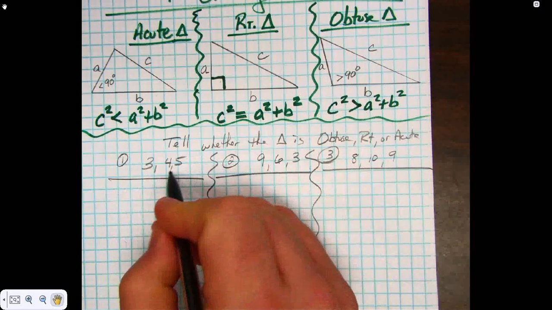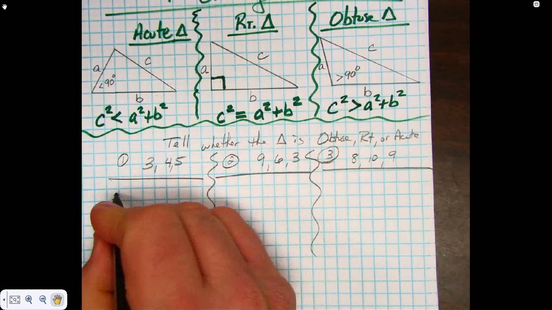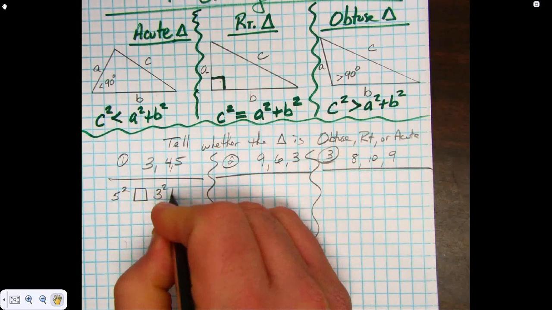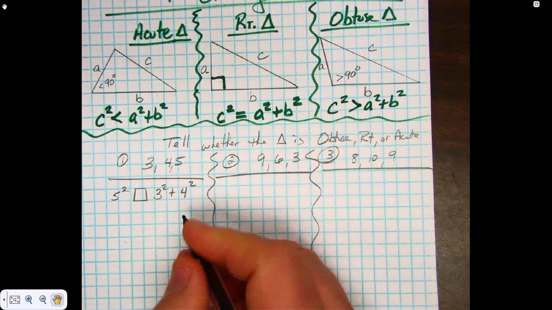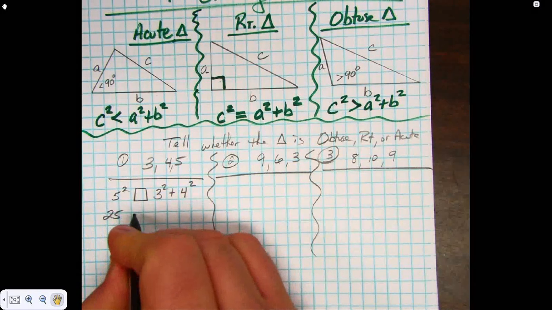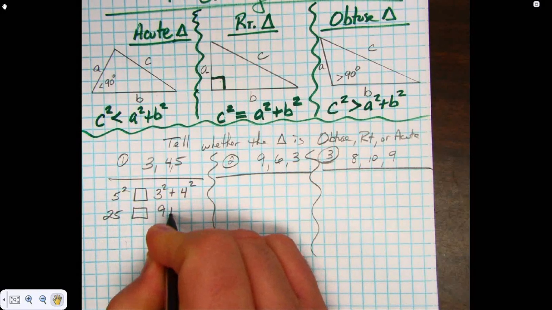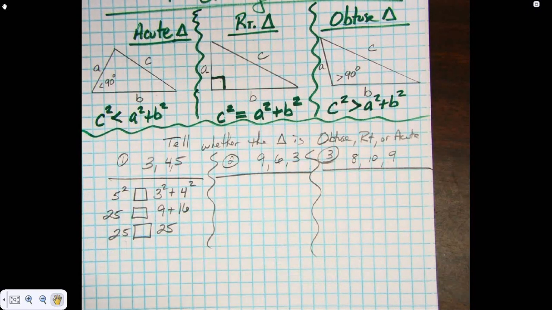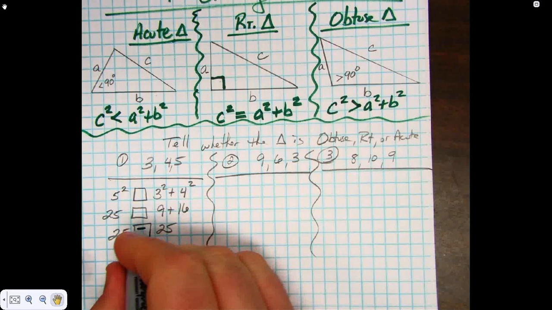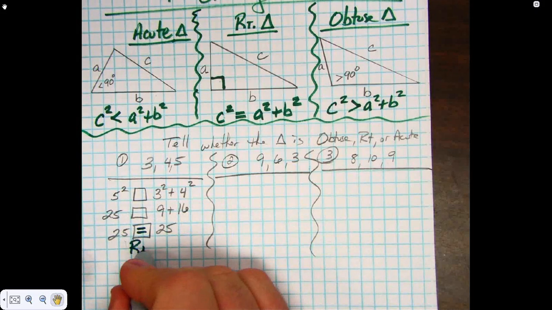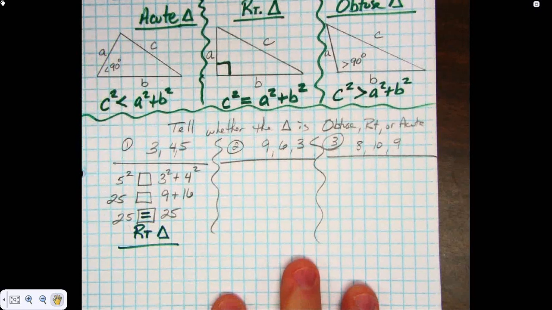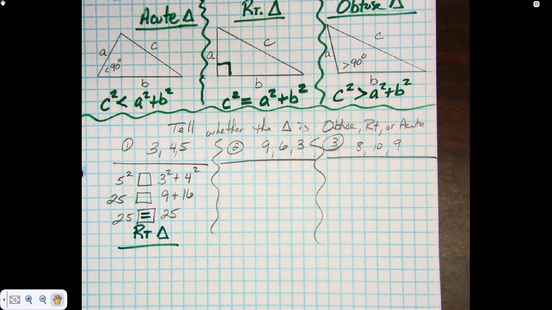So the biggest here is what? So what I've got to see is how 5 squared relates to what? 3 squared plus what? 4 squared. Well, 5 squared's what? And what's 3 squared? So what you've got to figure out is basically what sign to put in between those. And what sign do you put? Equal. So as a result, what is it? It's a right triangle. Easy peasy, right?